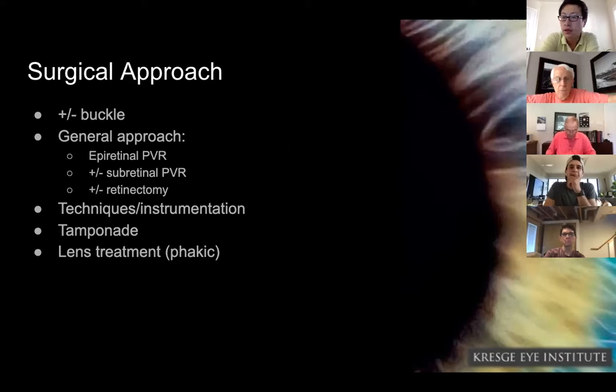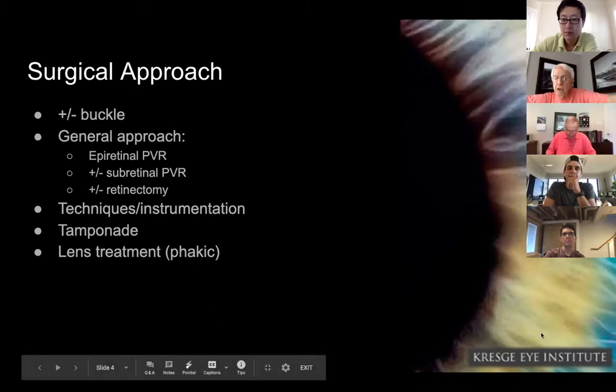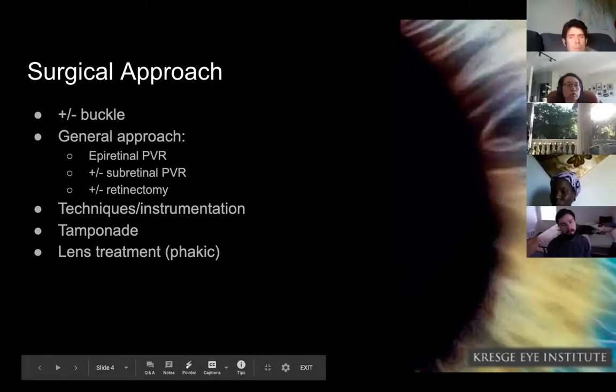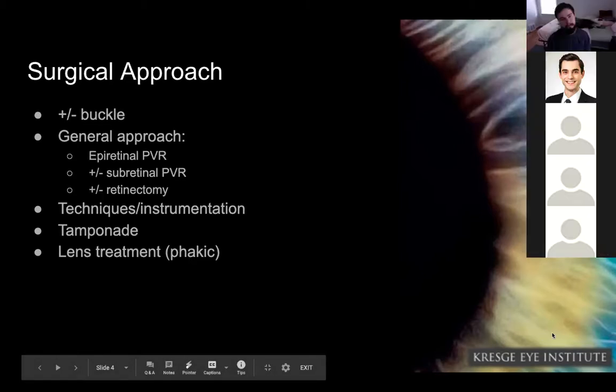What do you do with the lens if it's phakic, in phakic PVRs? Well, I'd be interested in everybody's thoughts on this. When I'd give a lecture, I'd always say I'd remove the lens, because I didn't feel I could do an adequate vitreous base dissection if there was a lens present.